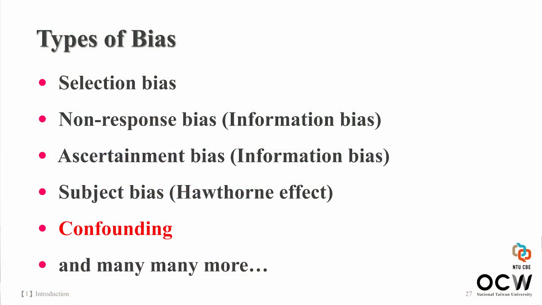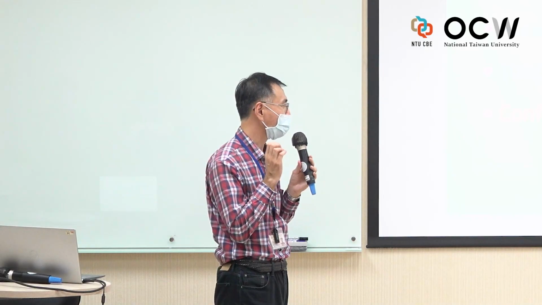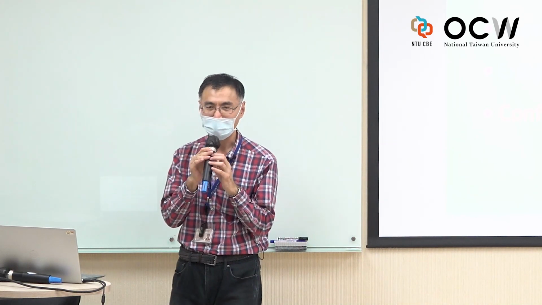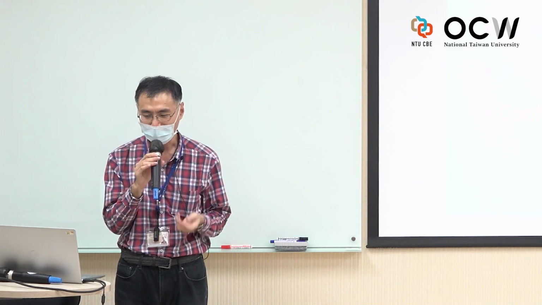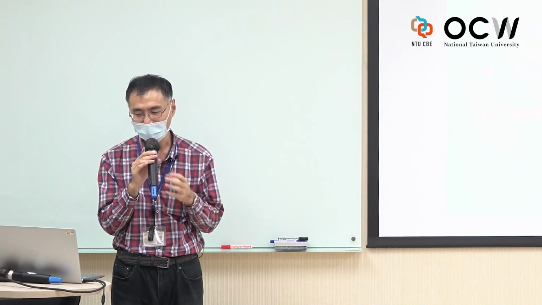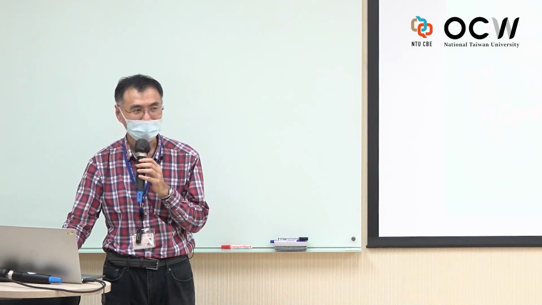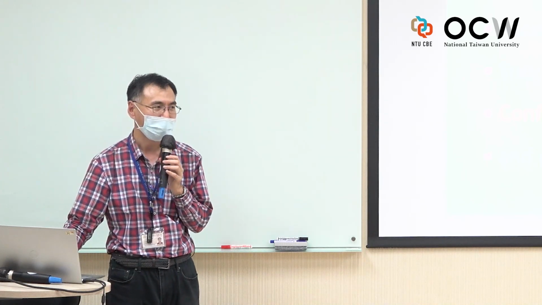Or subject bias, or so-called Hawthorne bias. But no matter what kind of biases, the most important one is confounding. I can tell you that 80% to 90% of the efforts for epidemiologists or investigators in related fields will be about confounding. We try to avoid, prevent, or deal with confounding. Most of the efforts of epidemiologists are about it, and many more.